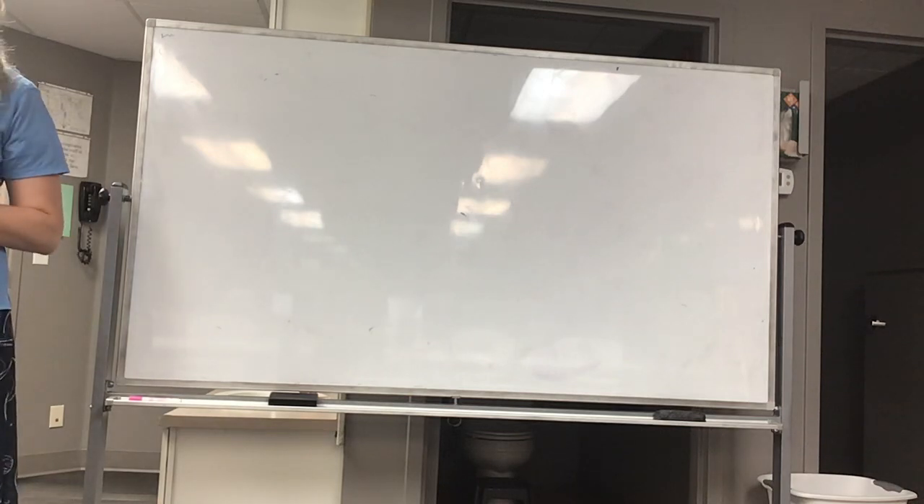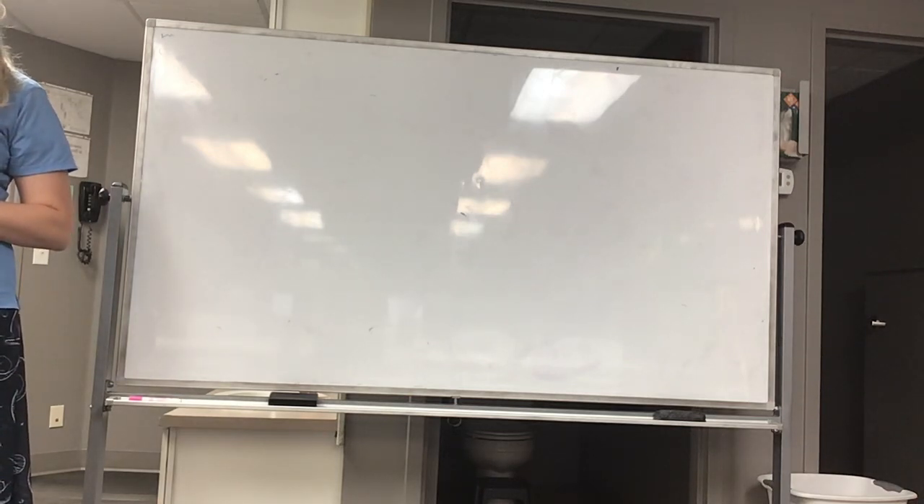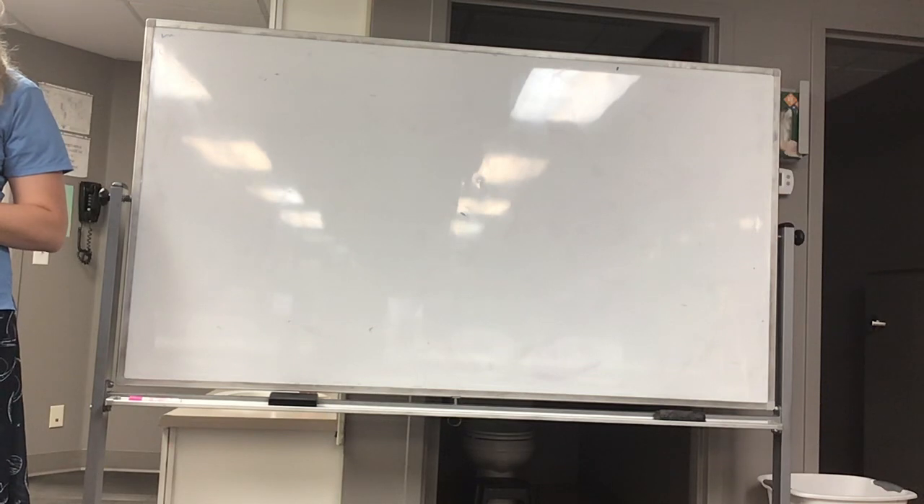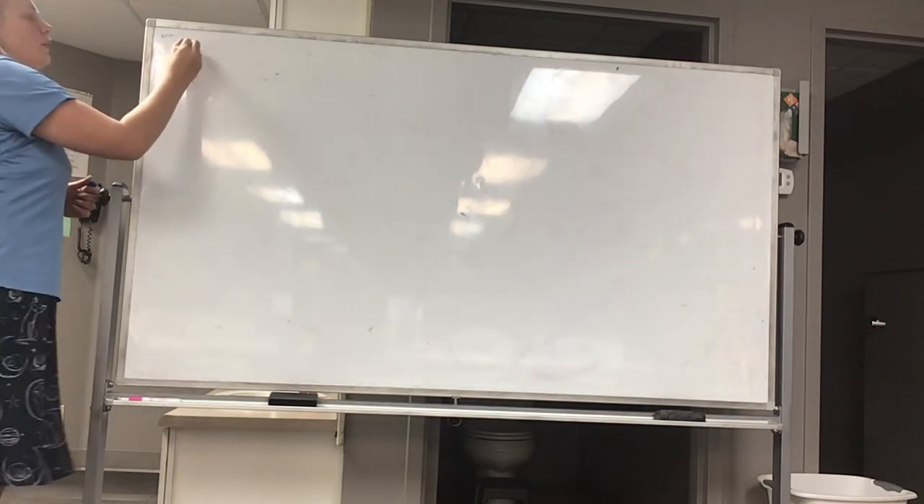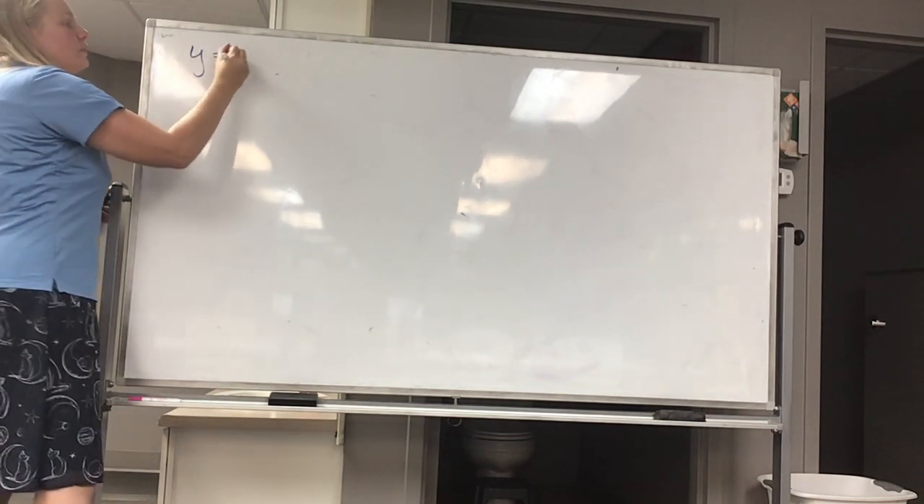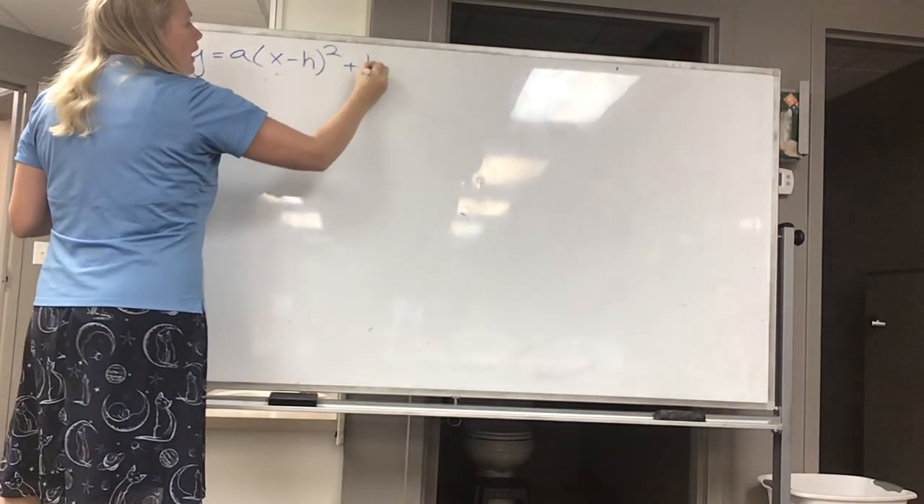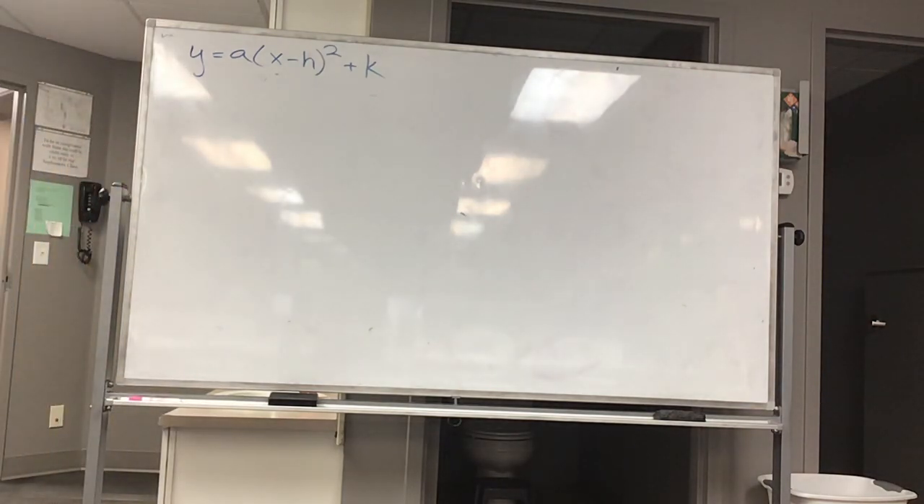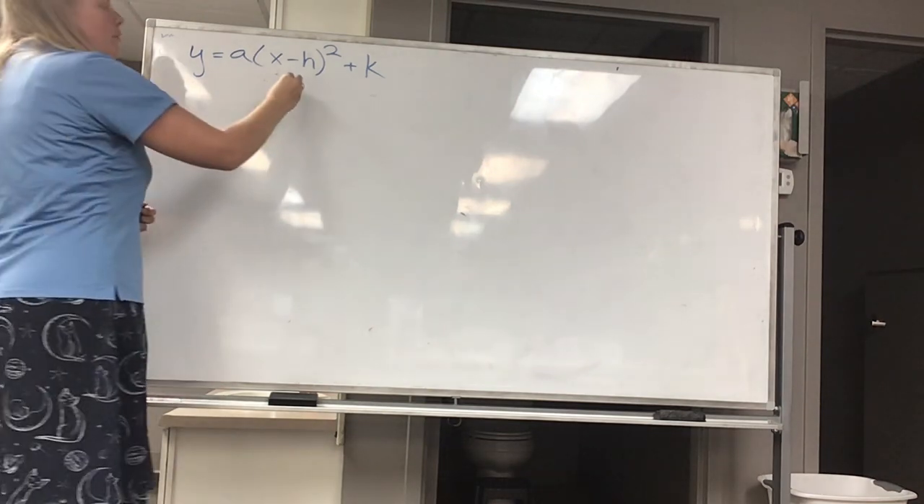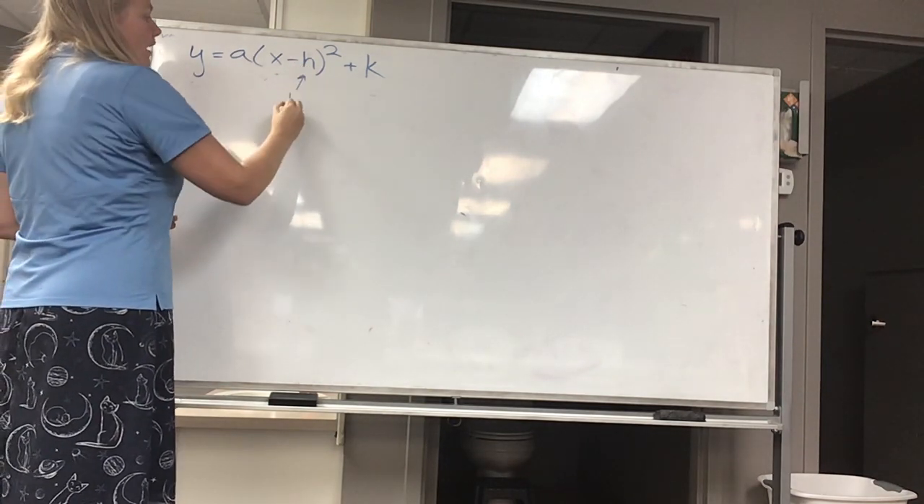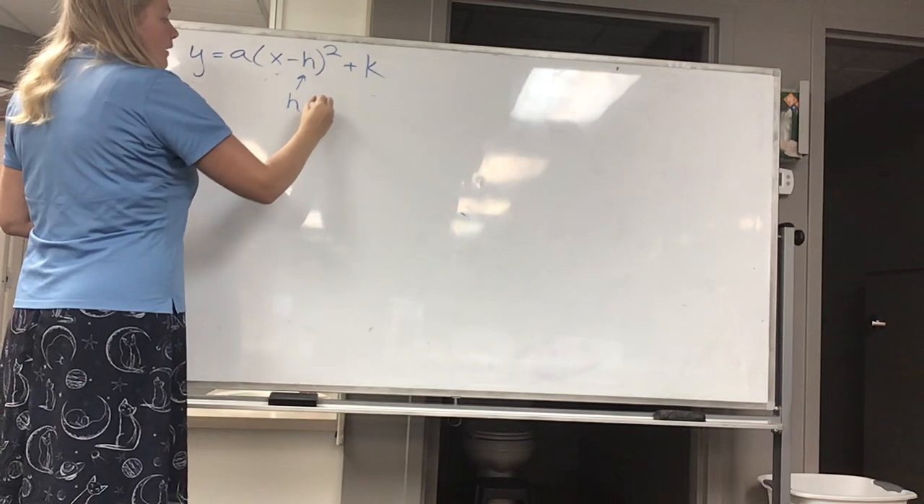You may not have seen the equations of circles yet. I think that one shows up in Algebra 2. But do you remember back to equations of parabolas, particularly in vertex form, where we had y equals a(x minus h) squared plus k? And you remember that the vertex is at (h, k), okay?